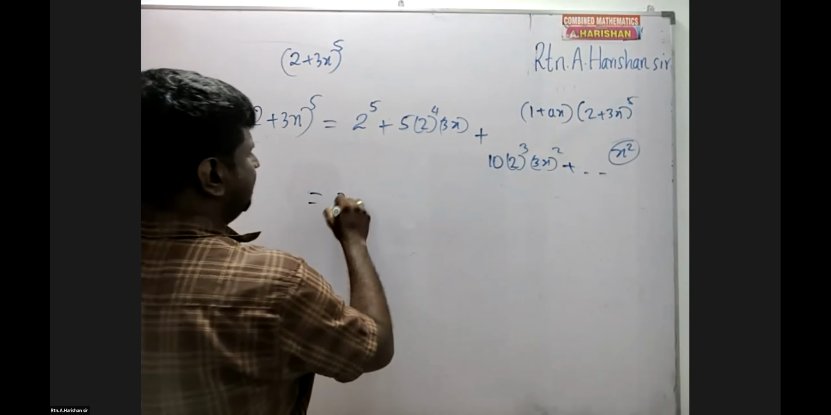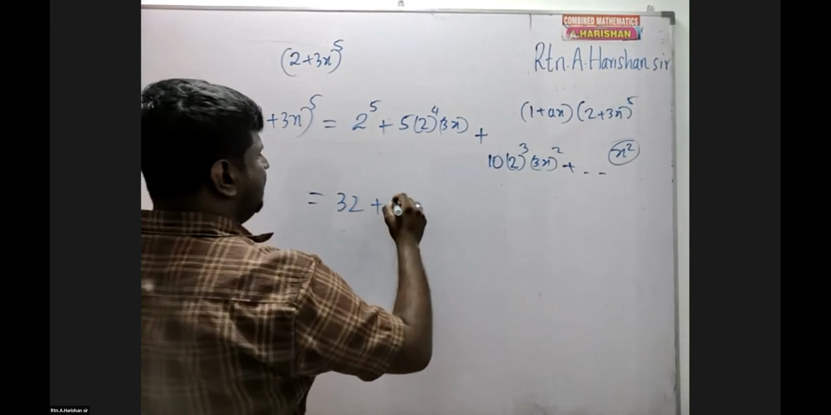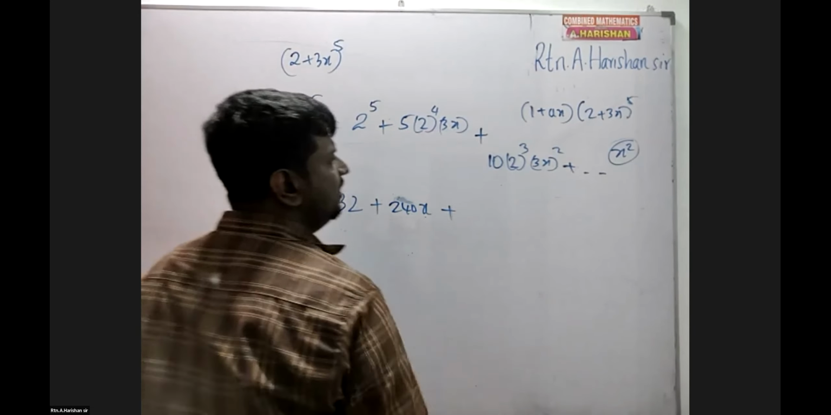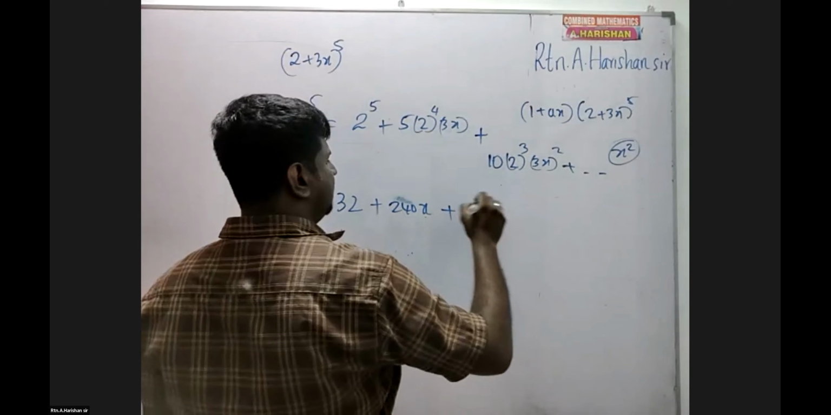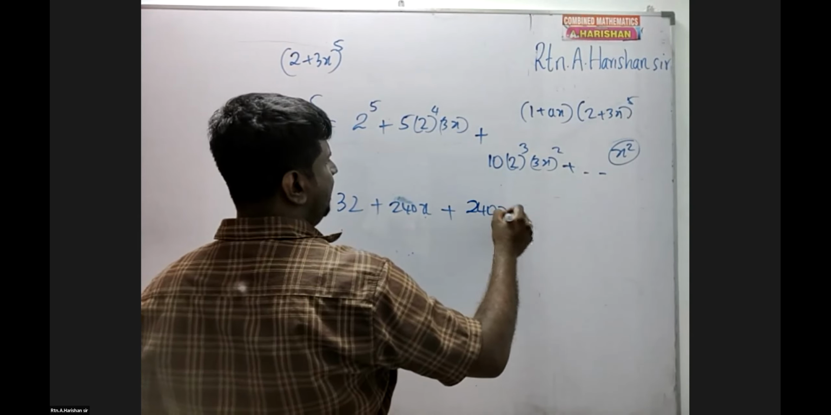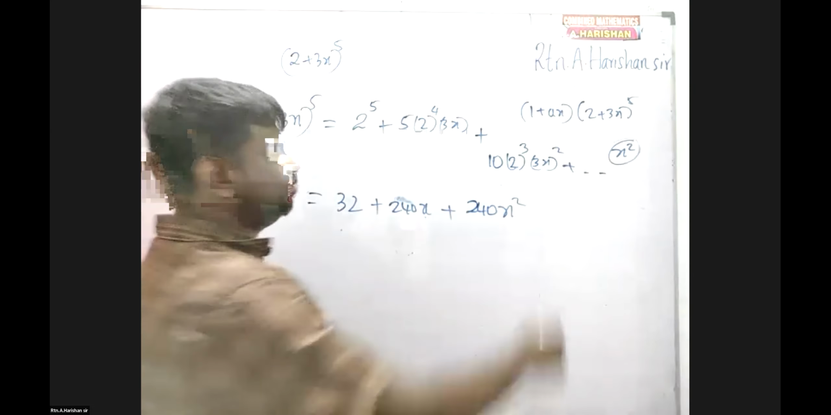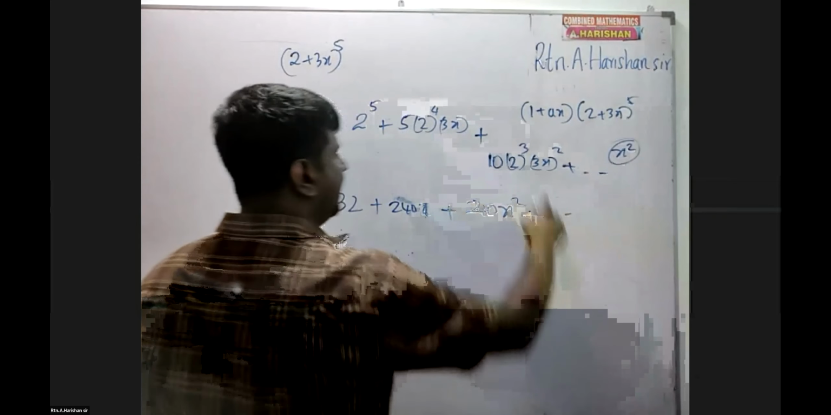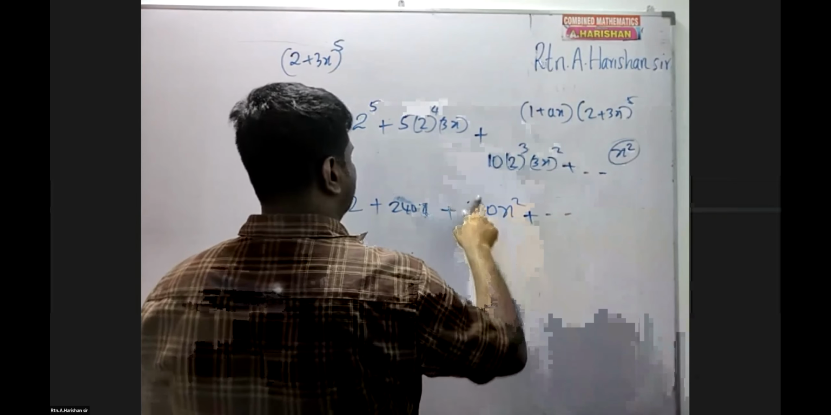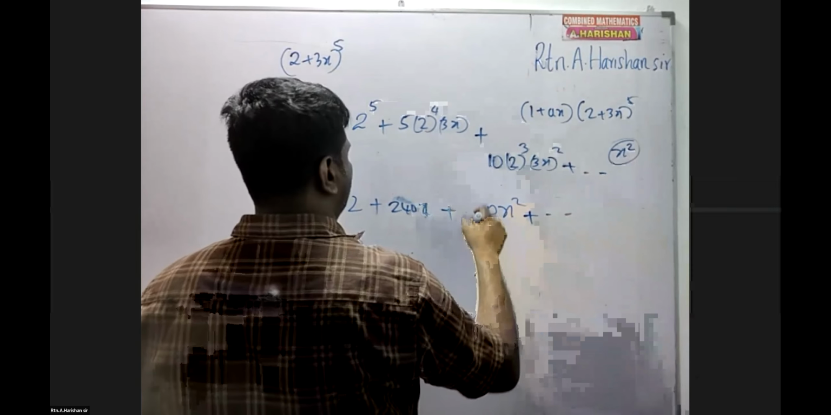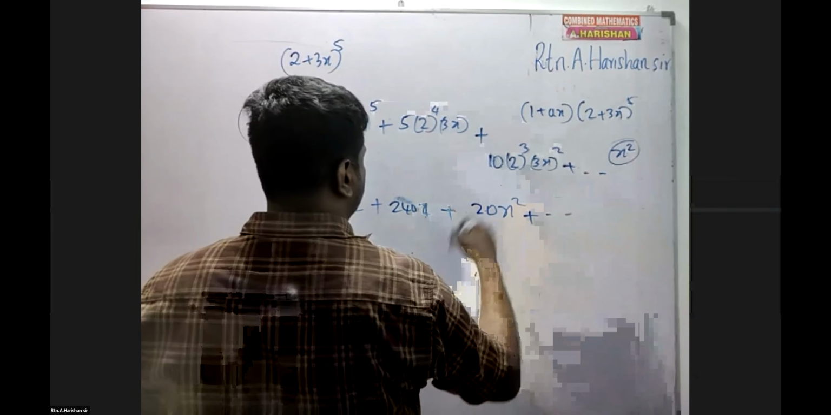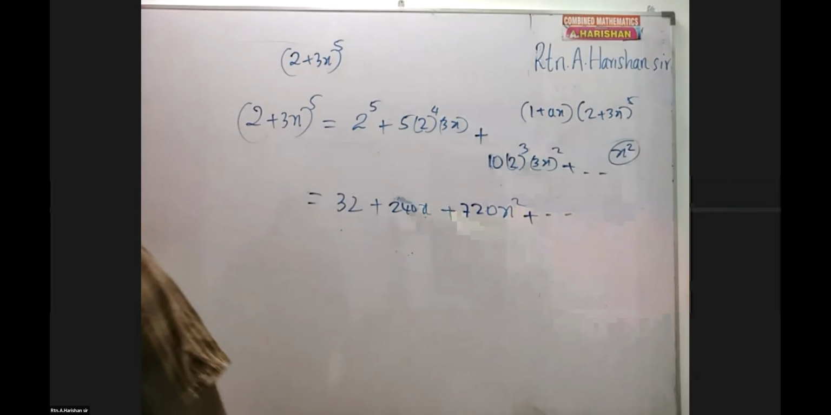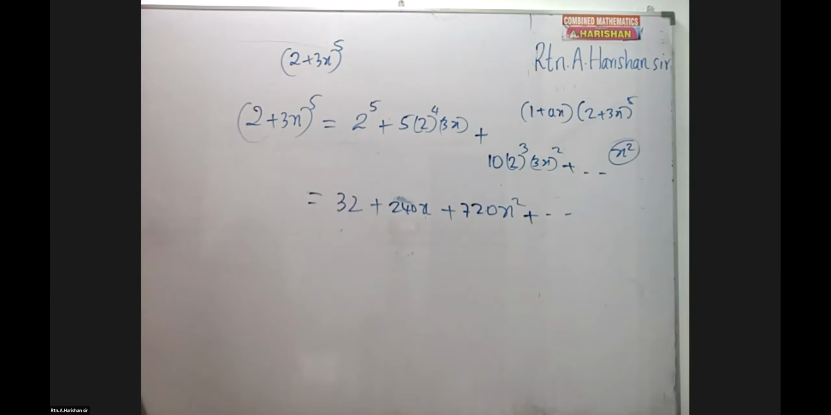Then you can say this is 32. Then 16 times 5 is 80, and 80 into 3 is 240x. Then here 10 into 8 is 80, and 80 into 9 is 720x squared. Guys, it's clear?